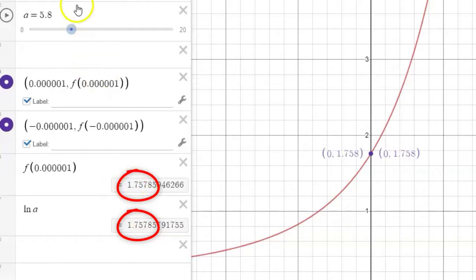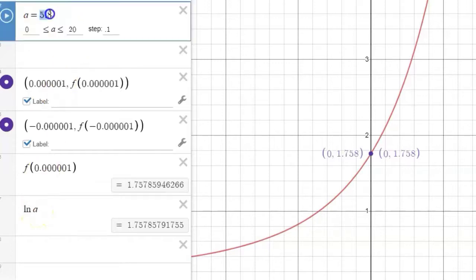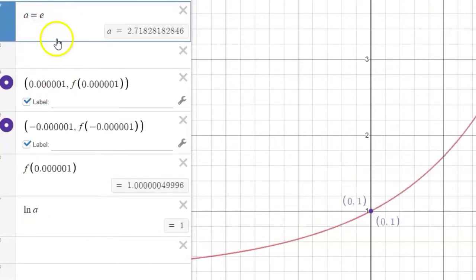Yeah, that limit as h approaches 0 of a to the h minus 1 all over h produces an output that's equivalent to the natural log of that base. Whoa. Now we can see that again if we go back to the case of e. As h approaches 0, e to the h minus 1 all over h approaches 1. And notice the natural log of e is indeed 1 as well. So yeah, that limit is the natural log of the base.